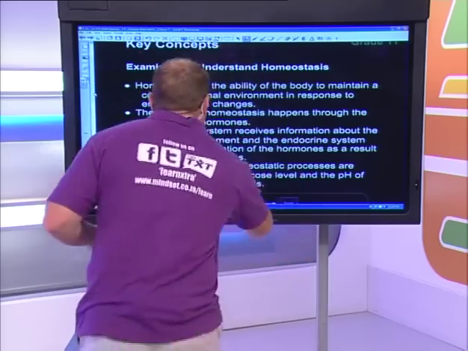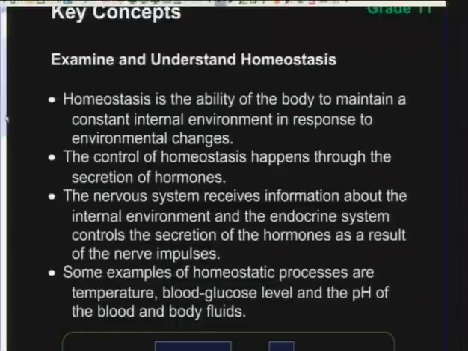Okay, so let's have a look at it. Homeostasis, there it is, big word. Learn to spell it because you're going to have to spell it. Right, so homeostasis is the ability of the body to maintain, very important, maintain, right, a constant internal environment.